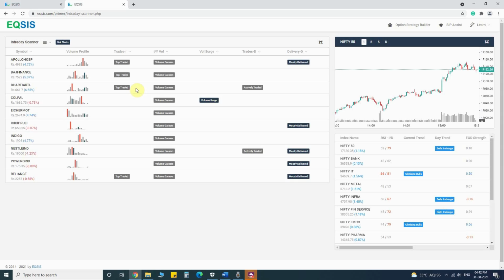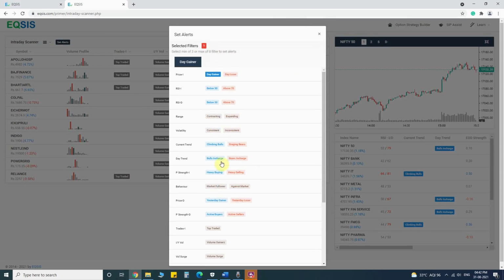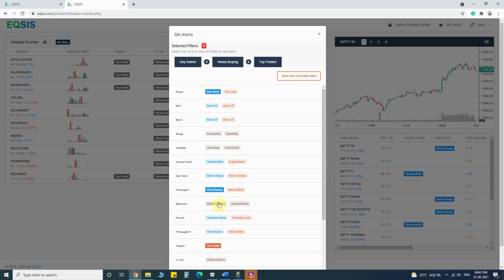And I fairly believe this is quite fast in working with Intraday Scanner as well. Coming back to setting alerts, now you will be surprised, one more alert. But now look at this day gainer, and I'm actually taking up what? Heavy buying and top traded. Let's say this is my interesting combination.